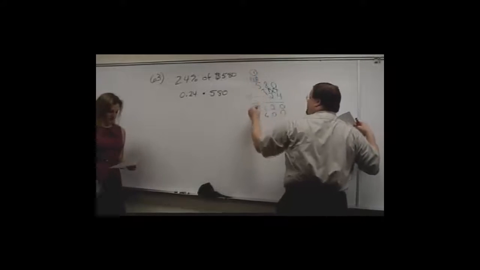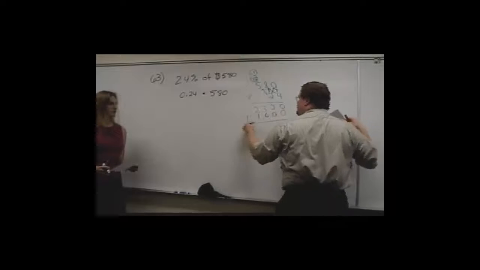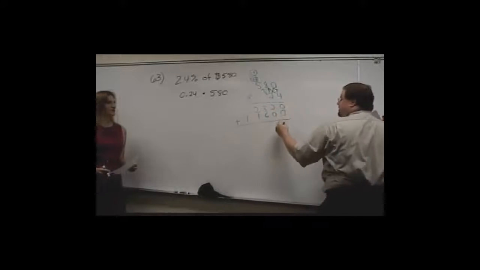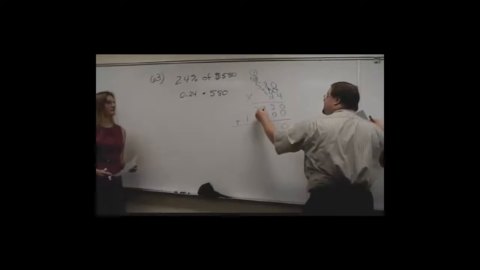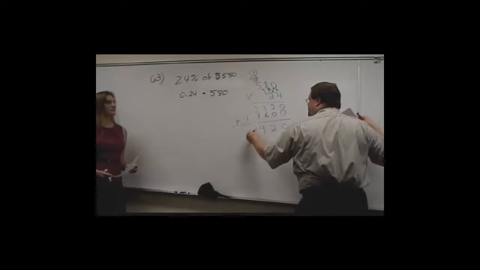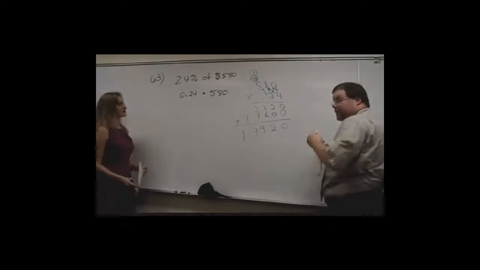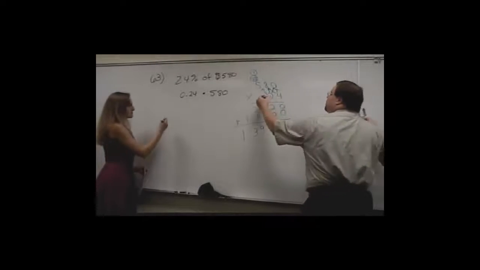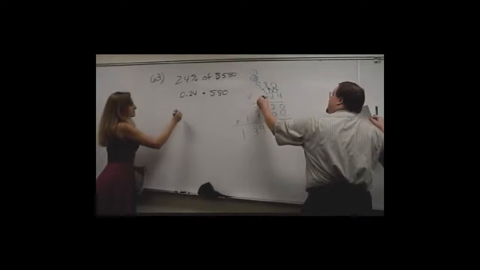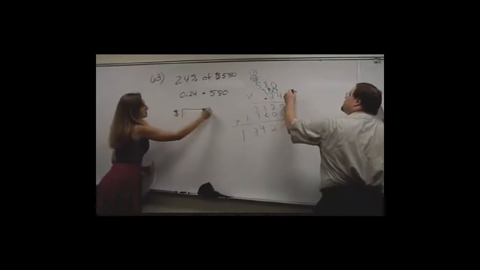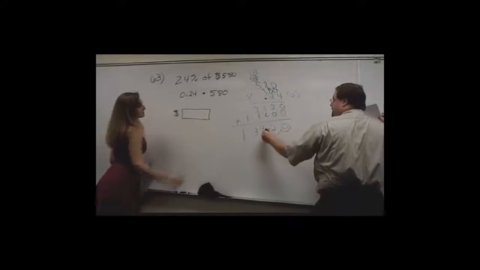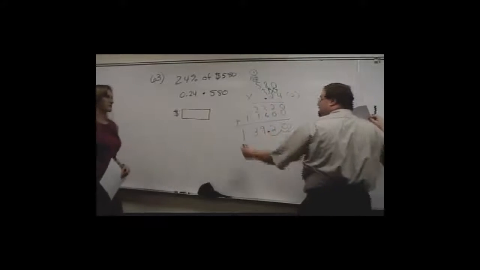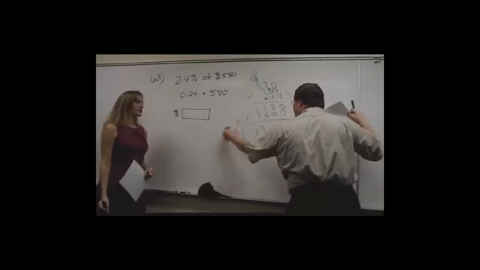10 plus 1 is 11. Add 0 plus 0 is 0. This is a 2. This is a 9. This is a 3. This is a 1. But don't forget that this actually means 0.24. How many digits is after the decimal point? 2. So you go 2 places back. So it's $139.20.